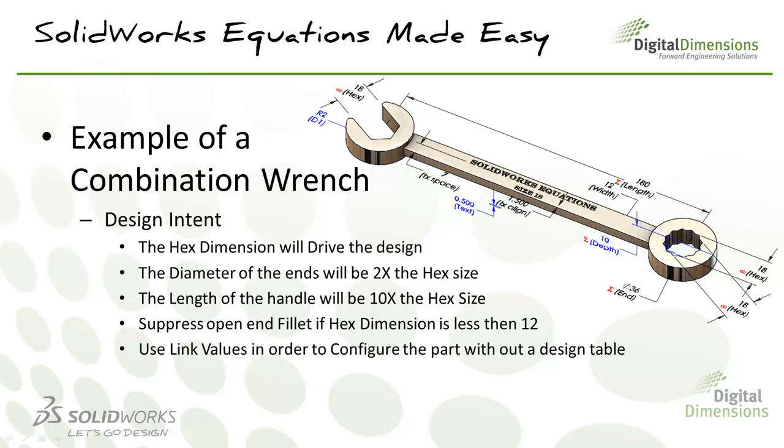The diameter of the ends should be twice the hex dimension size. The length of the handle should be 10 times the hex size, and the fillet that I have on the open end should be suppressed if the hex dimension is less than 12. And finally, I will choose to use link values in order to configure this part without a design table.